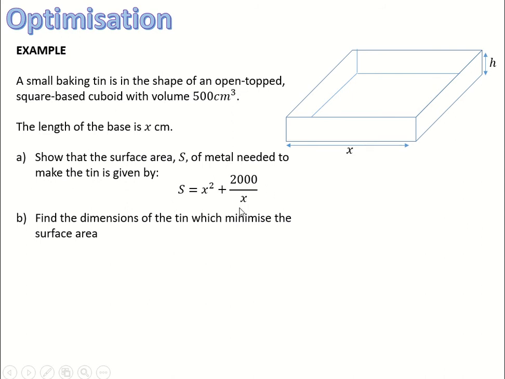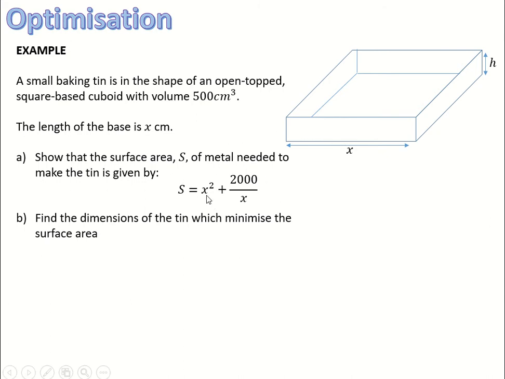You know the answer in advance, so you take everything else that's there for you and you build up to this point. You try and get this formula from all the other information that's there, okay? And then part B is find the dimensions of the tin, which minimize the surface area. So the important part is this word minimize. As soon as you see minimize or maximize, greatest or least, whatever it is, then chances are it's an optimization question, okay? But we'll come to that in a second. Right, so we'll focus on this first bit, getting the formula.